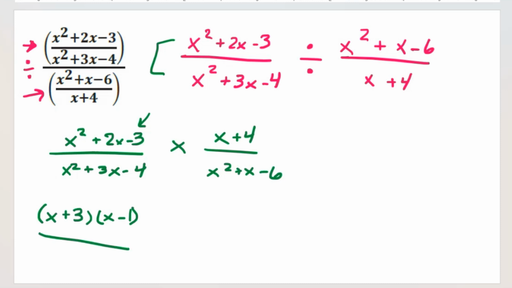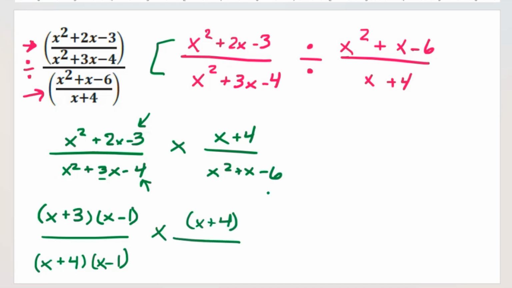For the one below it, we see that we have x squared plus 3x minus 4. I'm looking for a pair of numbers that multiplies to -4, but that adds to 3. All right, so again, x plus 4 and x minus 1. 4 times -1 is -4. 4 plus -1 is 3. All right, over here, x plus 4, I'm just going to put parentheses around it.